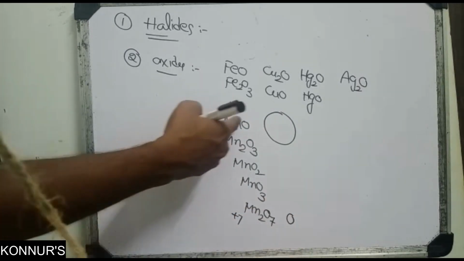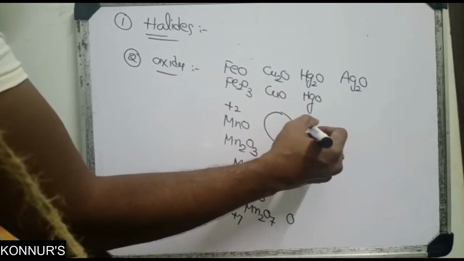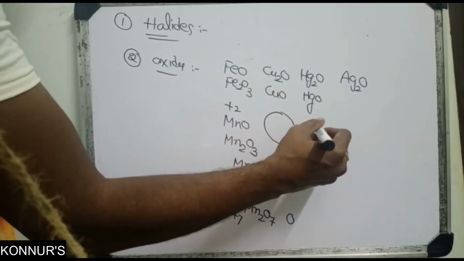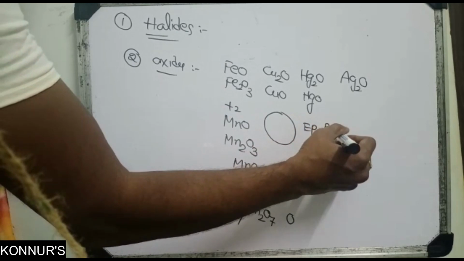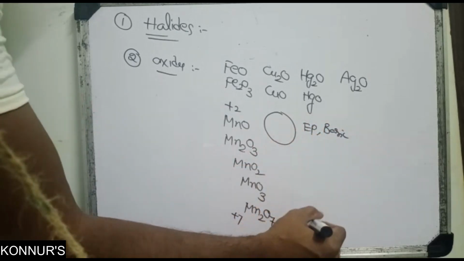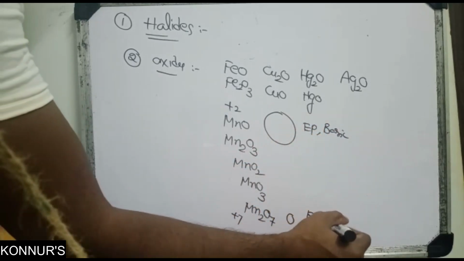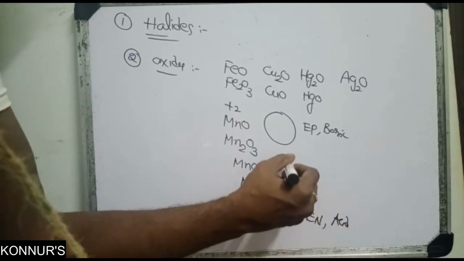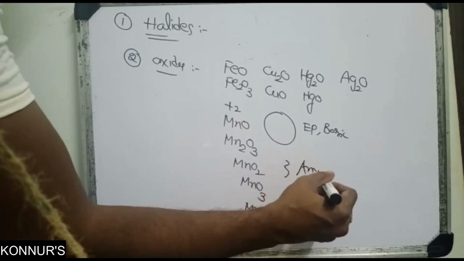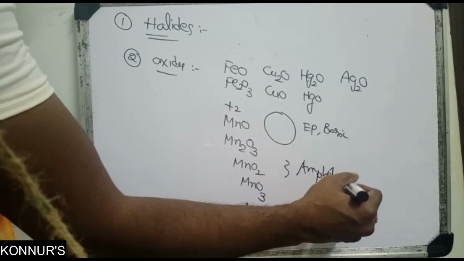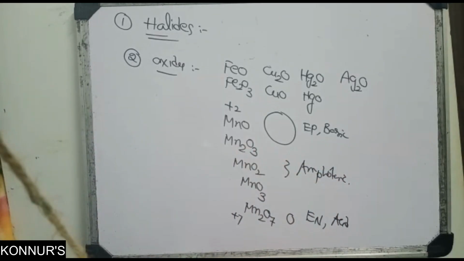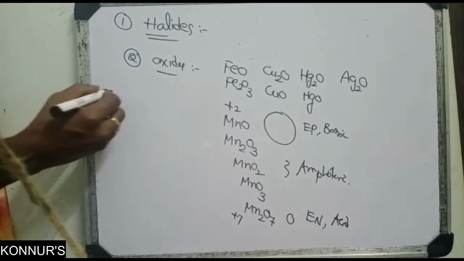So what are the large size properties? Electropositive metal, so electropositivity. Next, basic character is more. Here you take electronegativity is more, so acidic character. The middle compounds have amphoteric character. So that is how it comes. Next, oxyhalides.